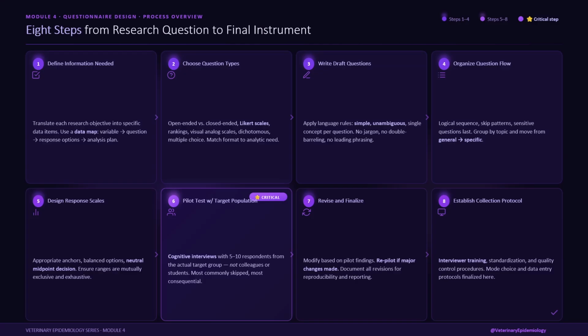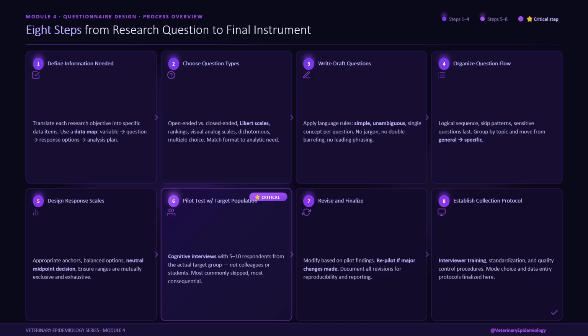So, why questionnaire design matters. Let's zoom out and look at the whole process. Building a good instrument isn't a single act of writing questions. It's a disciplined 8-step workflow, and rushing or skipping any step is where studies get into trouble. The first 4 steps take you from concept to draft. Step 1, define the information needed. Translate each research objective into specific data items using a data map. Variable, question, response options, analysis plan.